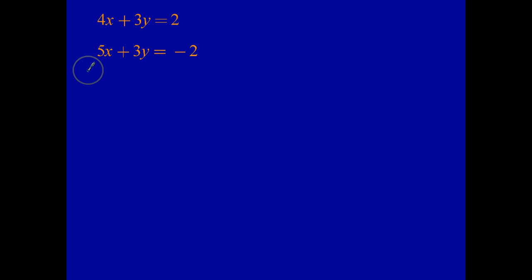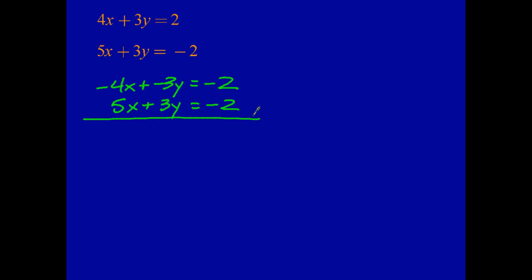So let's rewrite it. We'll do negative 4x plus negative 3y is equal to negative 2. And then I'm going to take the bottom one, 5x plus 3y is equal to negative 2. And now I'm going to add these two together. And when I do that, the y's cancel each other out, and I'm left with 1x equal to negative 4. Well, that was nice. It just ended up with 1x.